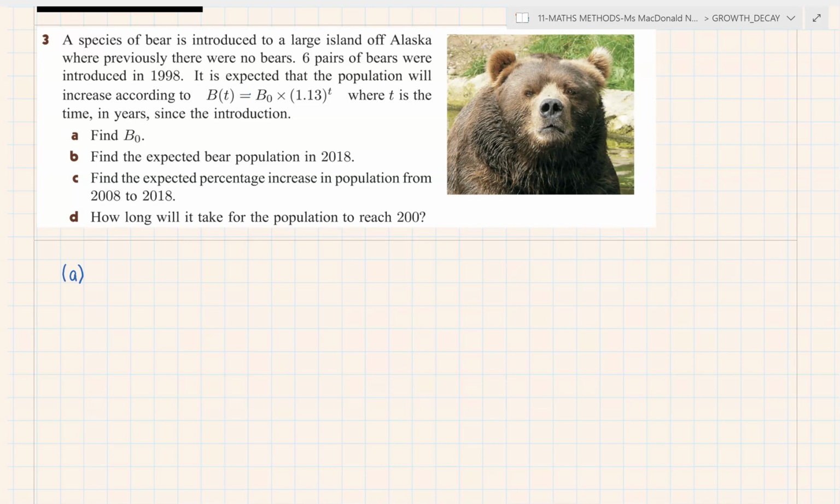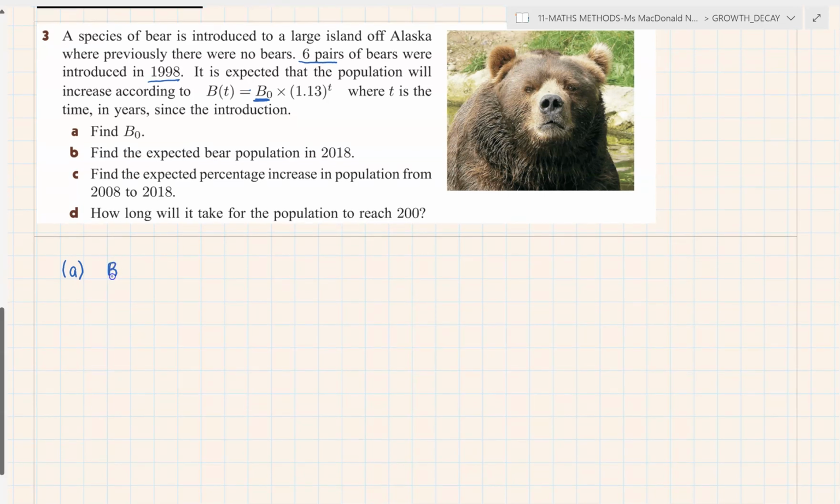Okay, with question 3, we've got our cute little bear here, although he's looking a little bit grumpy. First thing we notice is that there's no base number there, or original. So we read the question. We've got 6 pairs of bears, rhyming pairs of bears, in 1998. So that would mean 6 pairs, I'm assuming 2 in a pair. So B0 is going to be 12 bears.